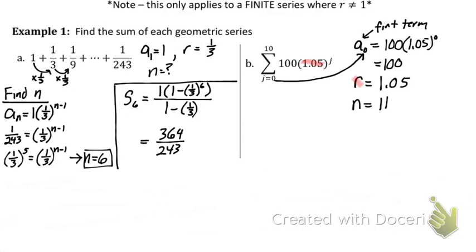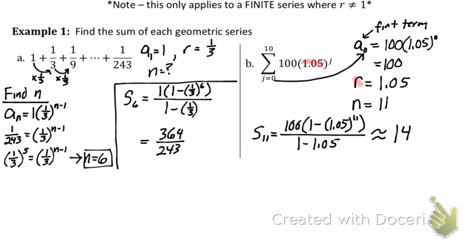I got all the information I need. We're going to go ahead and plug all that stuff in. So we're looking at S sub 11 equals my very first term, which is 100, multiplied by 1 minus our R value, 1.05, to the nth power, which is 11, all over 1 minus our R value, which is 1.05. If we plugged that in our calculator, this one I did put as a decimal, just to show you that either way is acceptable for me, I came up with 1420.7.